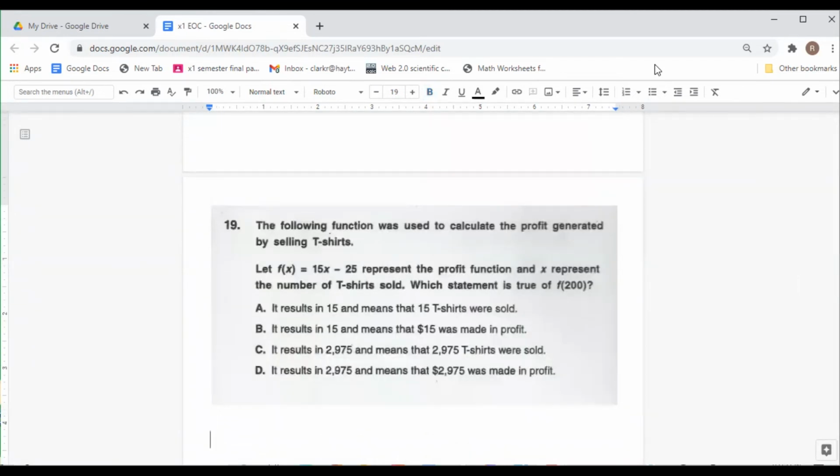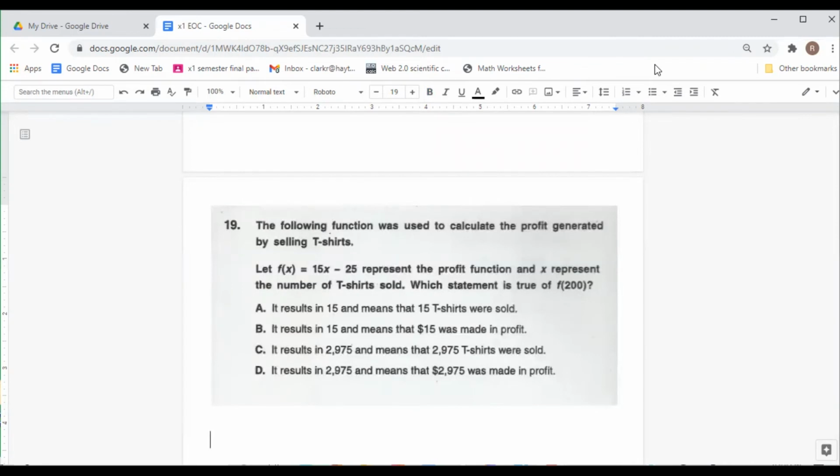Number 19. The following function is used to calculate the profit generated by selling t-shirts. F of X, that's profit. F of X is equal to 15 times X, that's t-shirts, minus $25. X is the number of t-shirts. F of X is total amount of profit. They want to know which statement is true if F of 200, that is, we're going to sell 200 shirts. So put 200 in for the X.